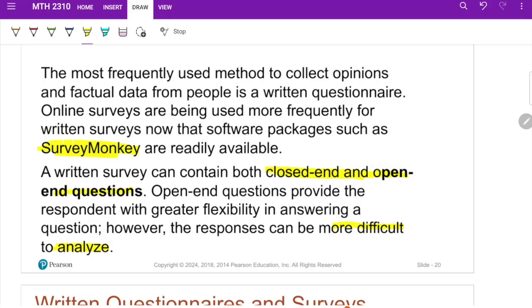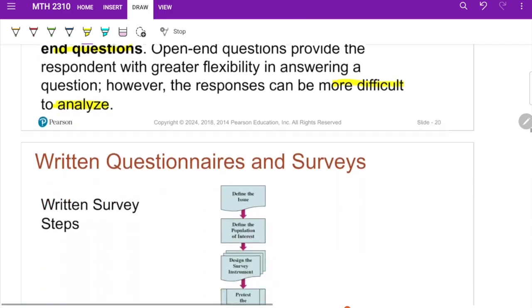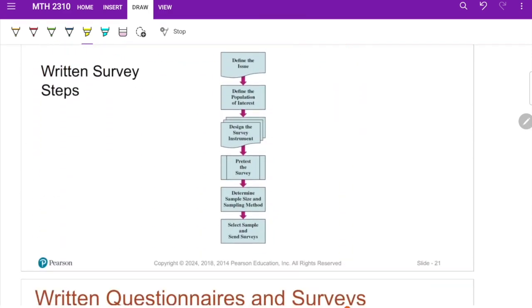Do you agree with this and why? So people are just writing down their beliefs or their perceptions or their emotions or their feelings. Then this is kind of hard to analyze compared to the closed-ended, because the closed-ended is yes, no, or agree, disagree, strongly agree, etc.